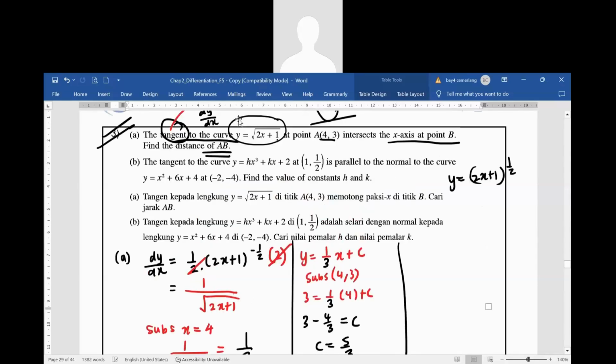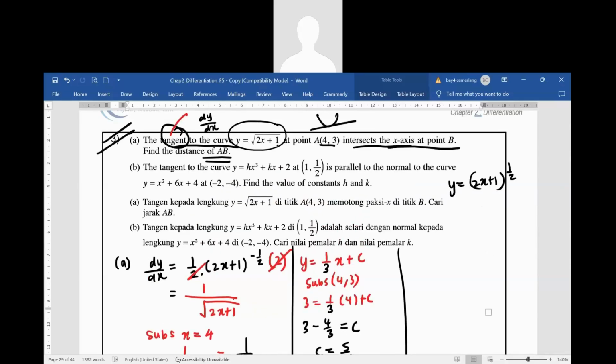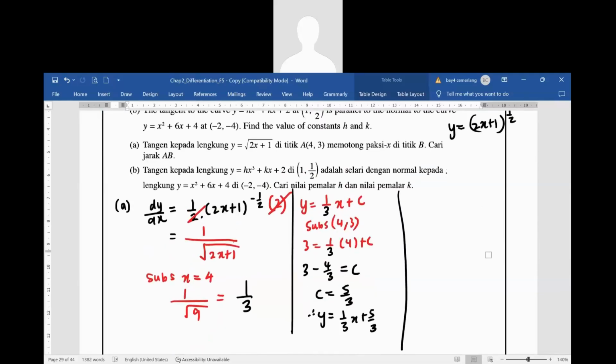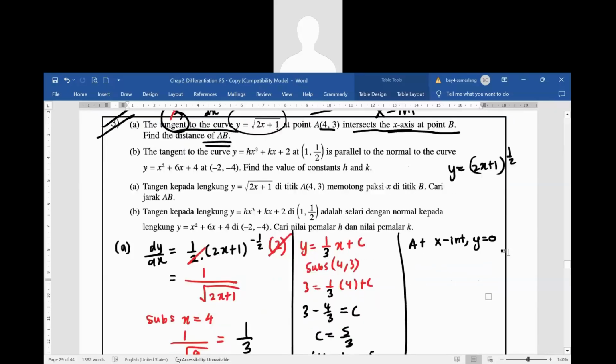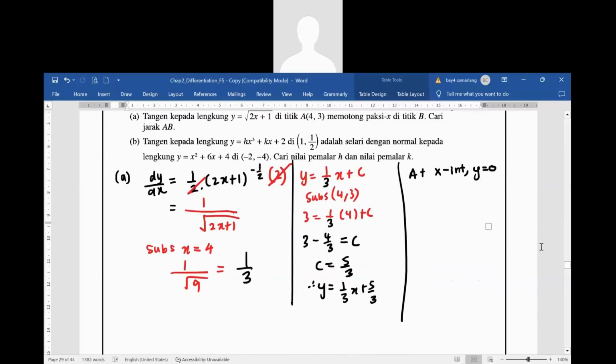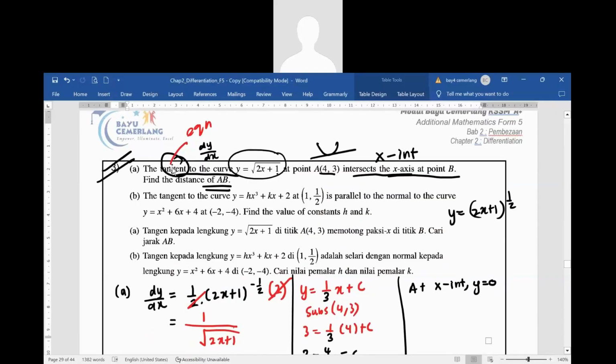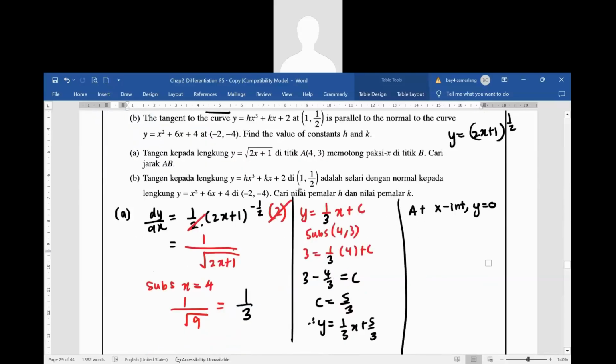Okay. After that, what does it say? Step by step. Intersect x-axis. If it intersects the x-axis, what does that mean? It's the x-intercept, right? If it is the x-intercept, what does it mean? Your y is 0. At the x-intercept, y is equal to 0. You must be able to catch the question. So, don't substitute y equal to 0 into the equation of the curve. It talks about the tangent, not the curve.